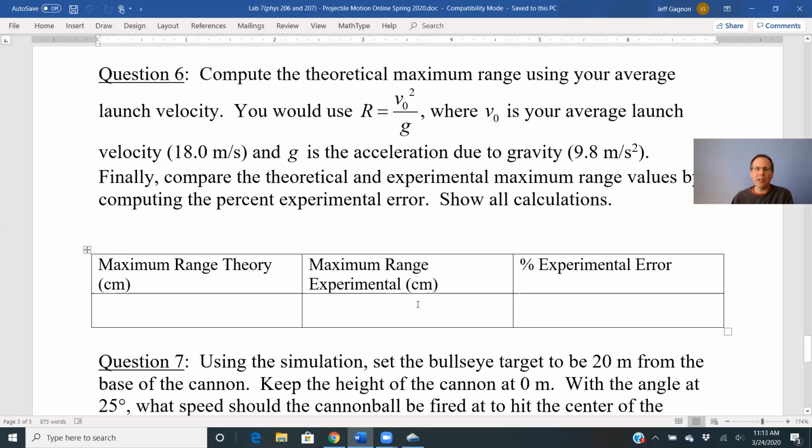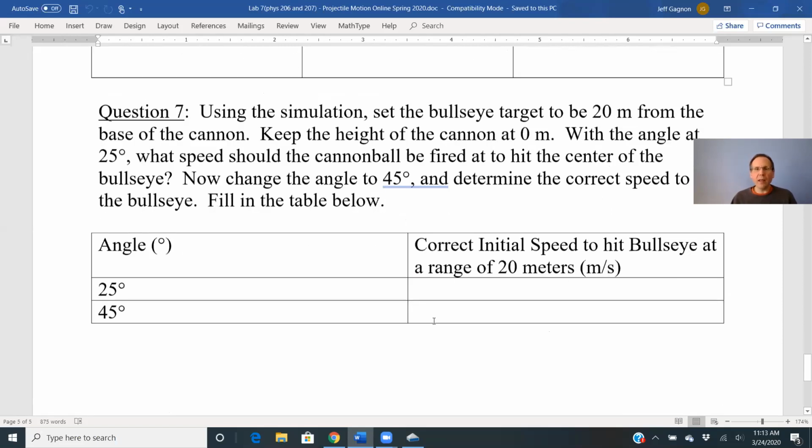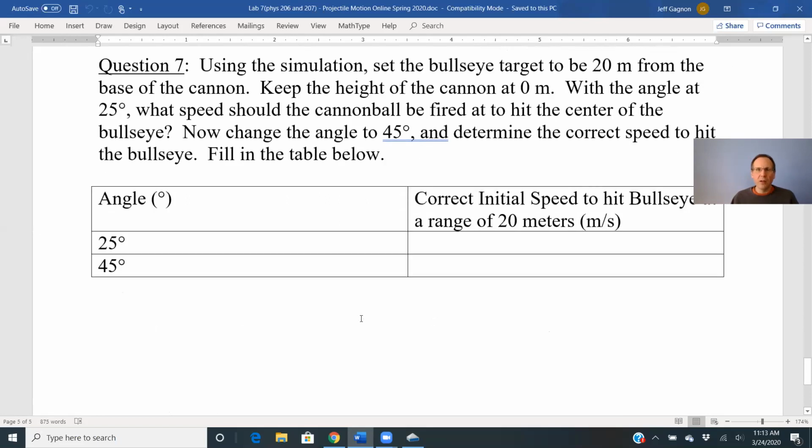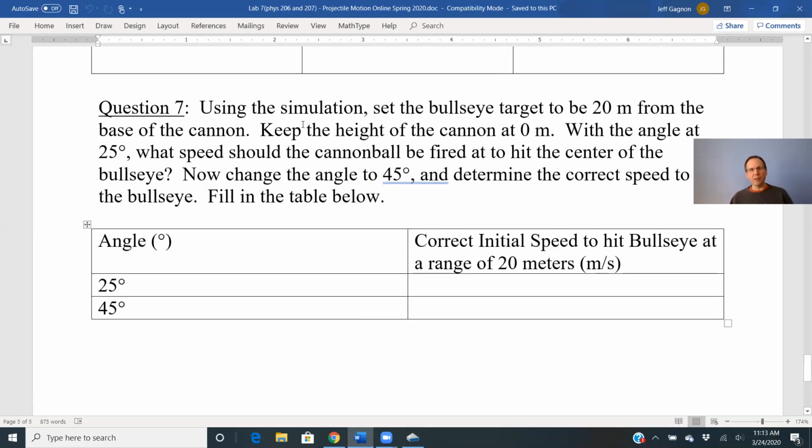And since it's a simulation, these will probably be very close, right? You're probably going to get a very small error here when you compute the percent experimental error. Okay, and then there's one last thing I want you to do. So using the simulation, this is question 7. Set the bullseye target to be 20 meters from the base of the cannon. Keep the cannon at a height of 0 meters.